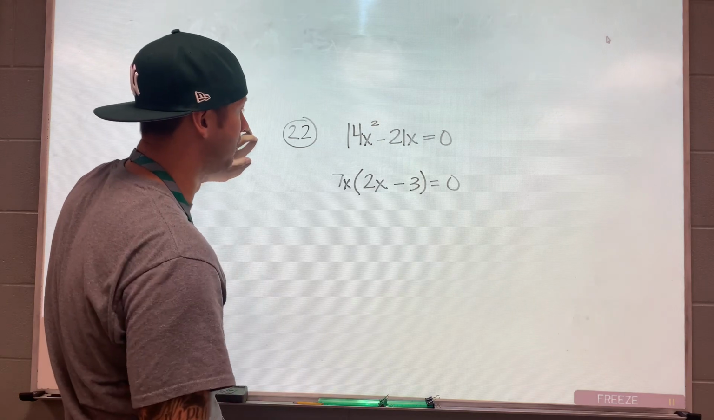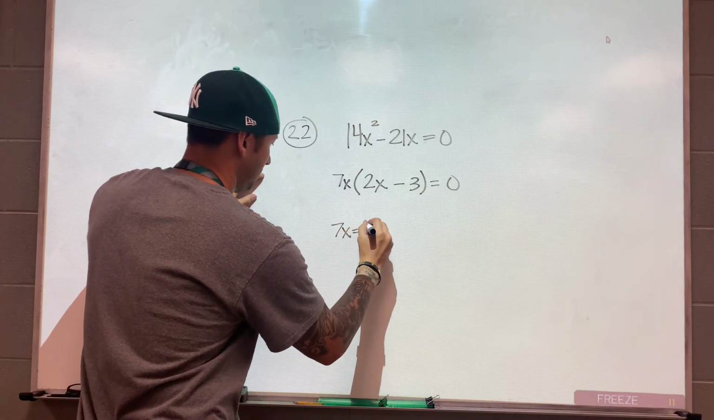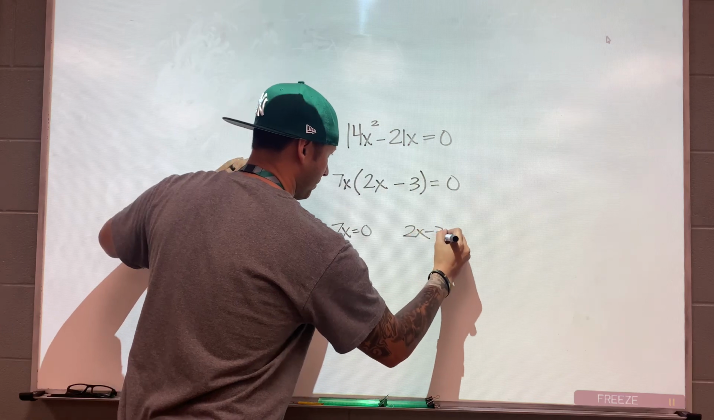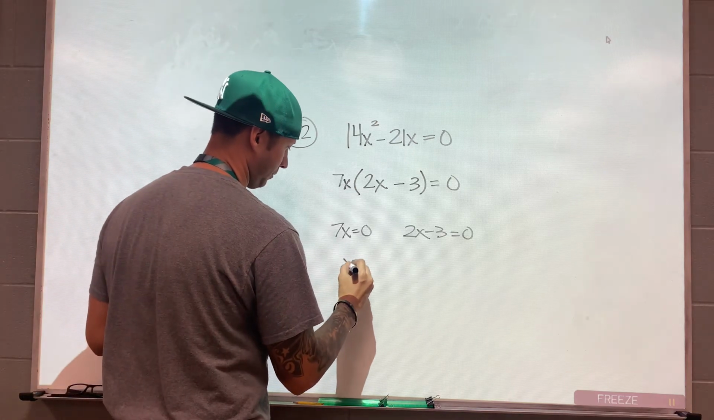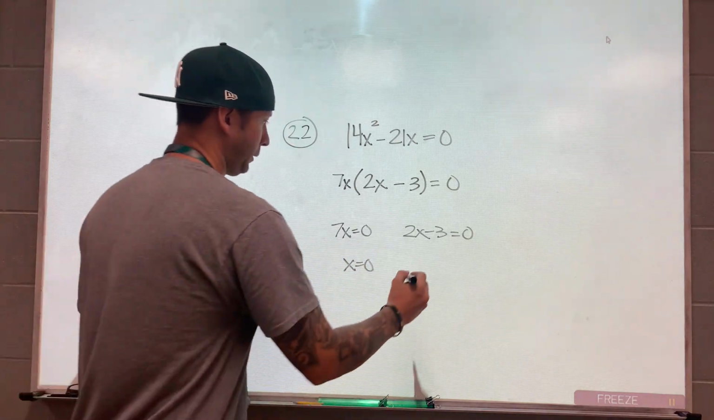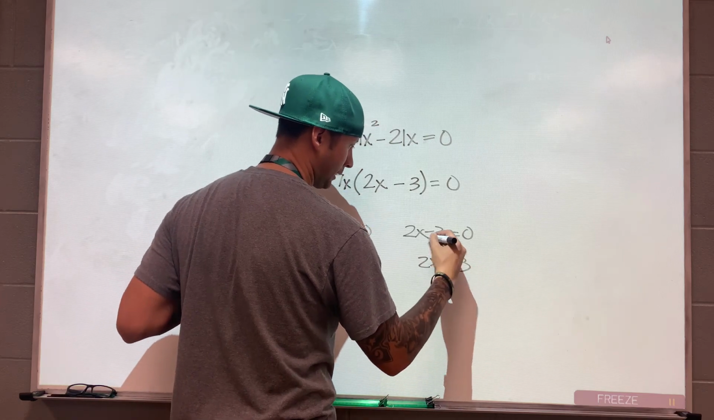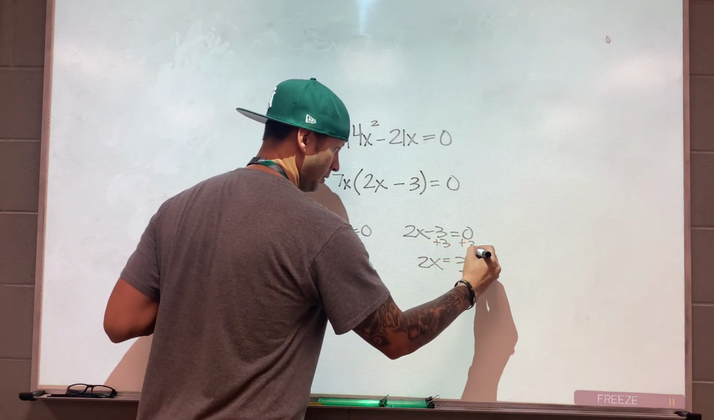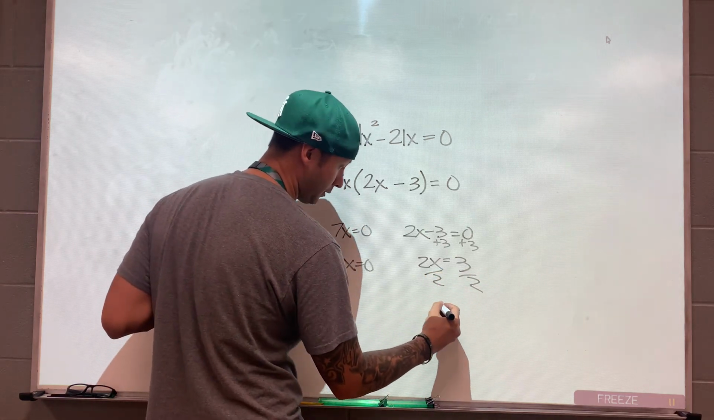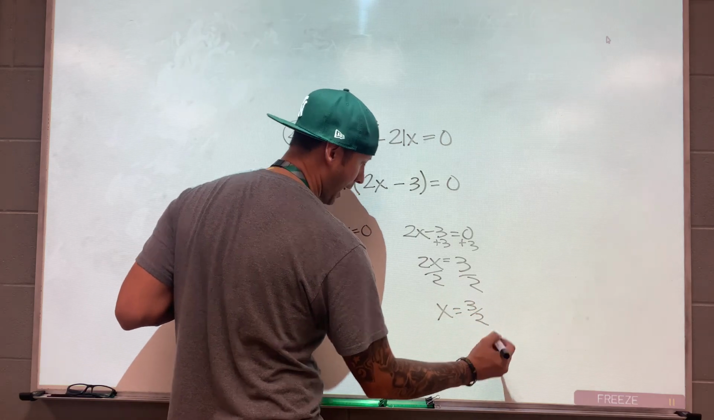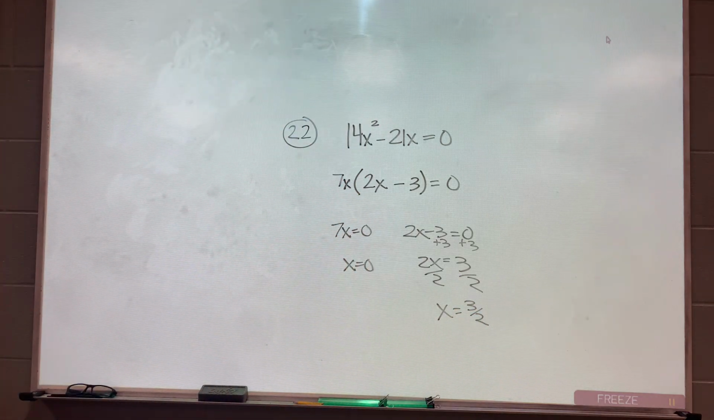Set each of these equal to 0. This one's nice. 7 times what is 0? 0. Here we have 2x is equal to 3, right? Because I'm adding 3 to both sides. Divide by 2. So x is equal to 3/2. So 0 or 3/2. That was 22. 23.